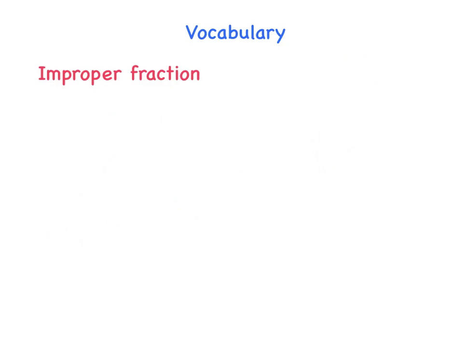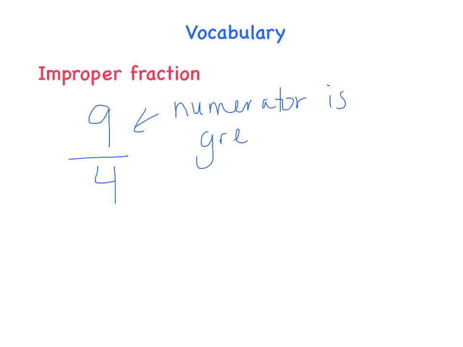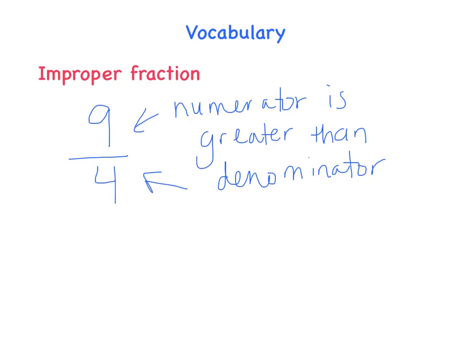The third type of fraction we're going to look at is an improper fraction. An example of an improper fraction is 9/4. Now this is different because we notice that our numerator is now greater than our denominator. So it's improper. It's not how we normally see fractions.